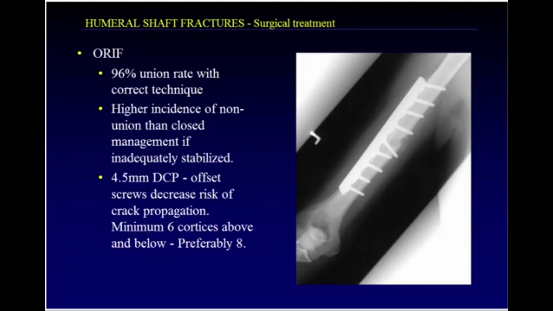crack propagation. And remember that you must have a minimum of 6 cortices of fixation above and below the fracture of the humeral shaft. If you have less than that, then you're going to be at an increased risk for an unstable fixation construct and non-union. Preferably, you'd like to have 8, but the board answer probably is 6 cortices of fixation.